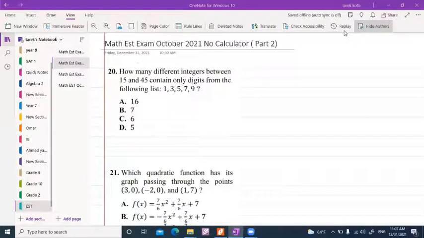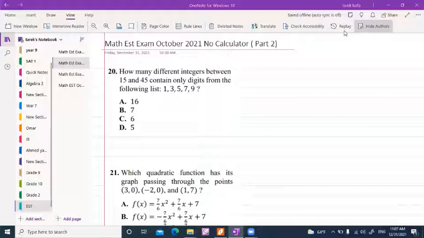Hello everyone, this is part 2 in Math EST exam October 2021, no calculator section. Number 20. How many different integers between 15 and 45 contain only digits from the following list?